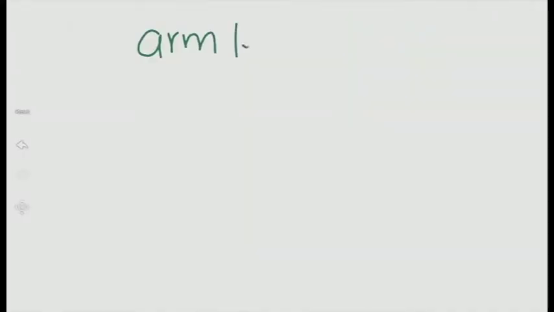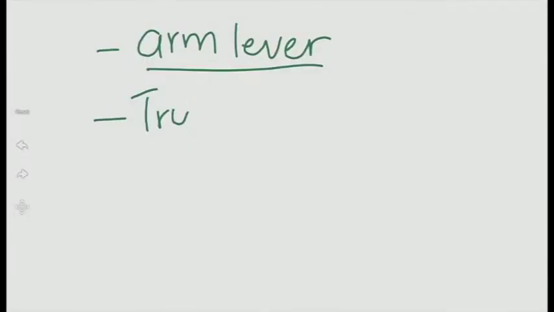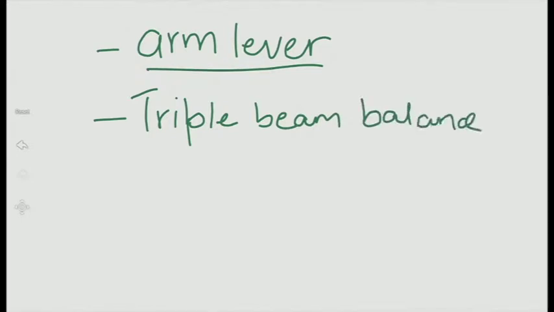We have a lot of these things. We have arm lever balances. Such balances, we find them in laboratories where we use them to measure the chemicals in some beakers. We have some other balances which are called triple beam balances. We also have the top pan balances.